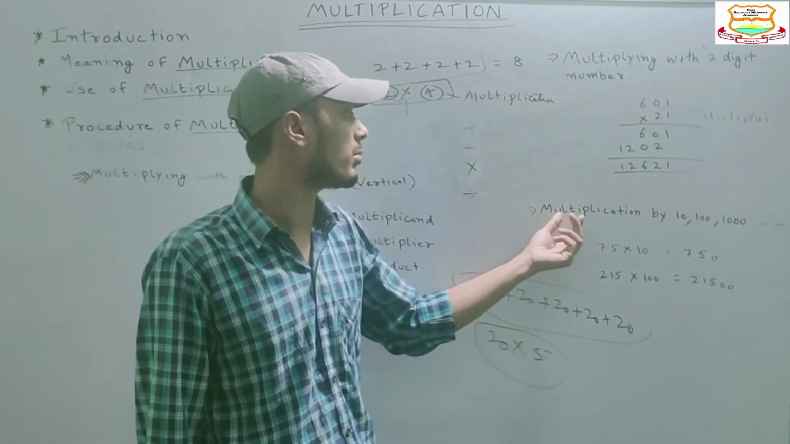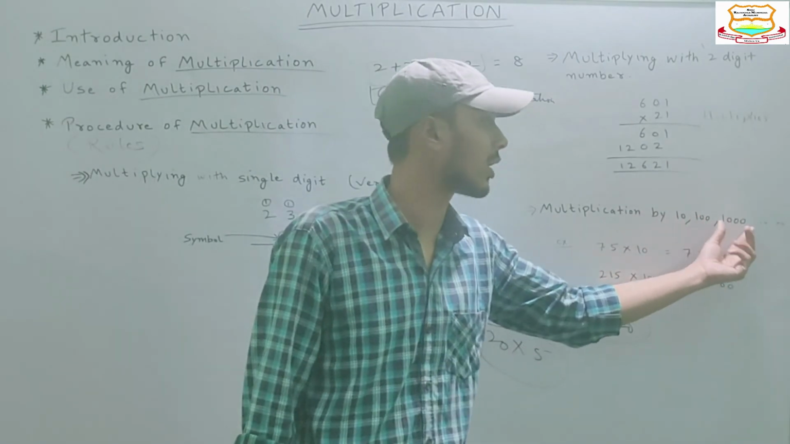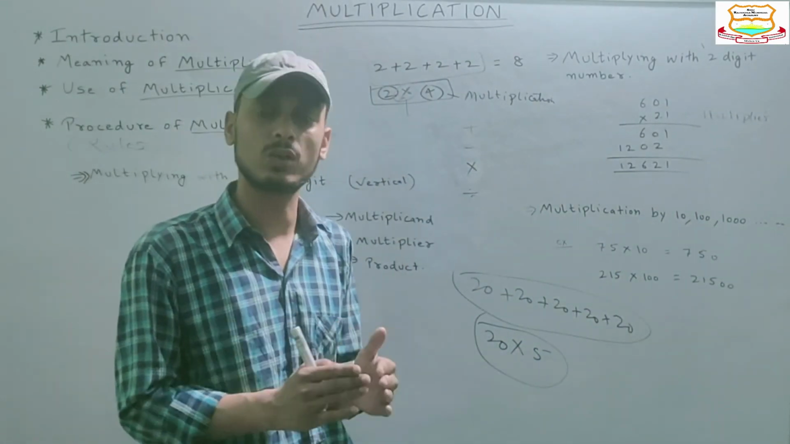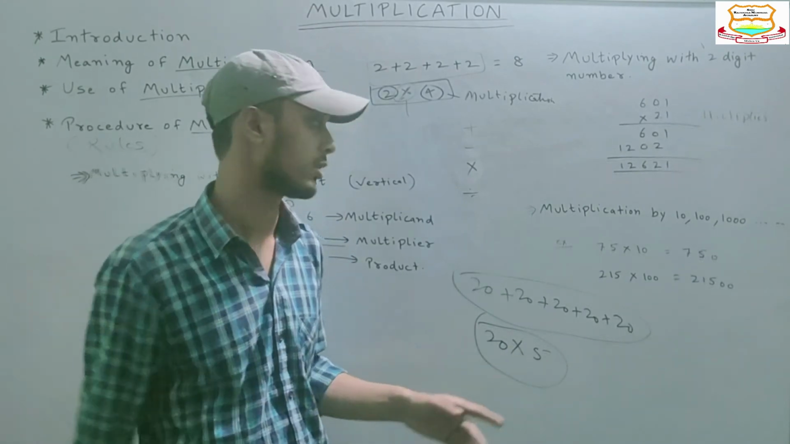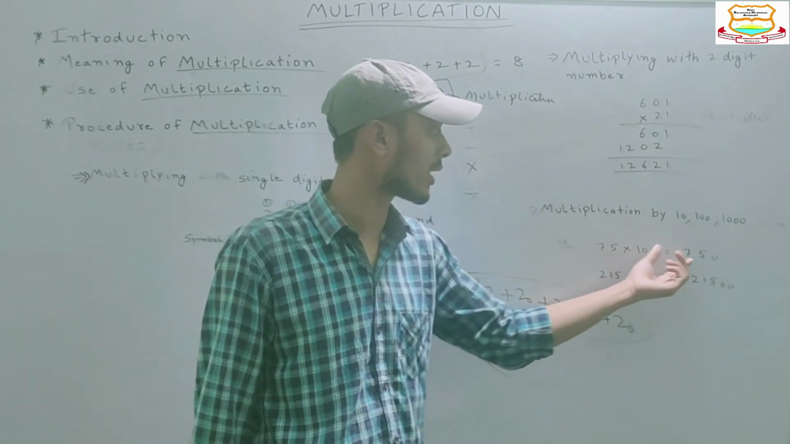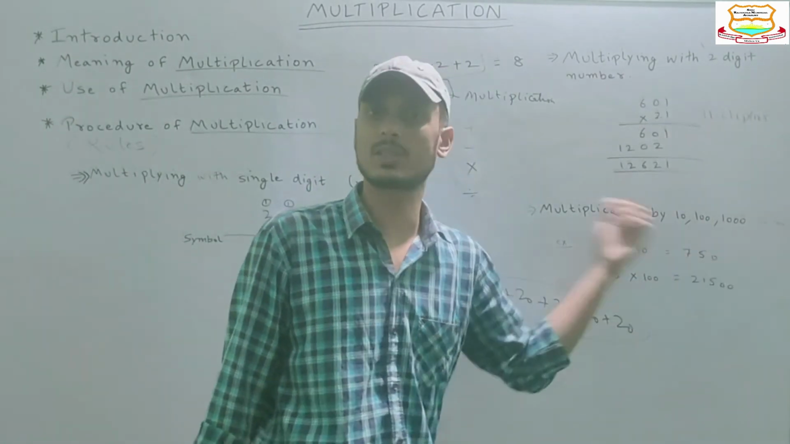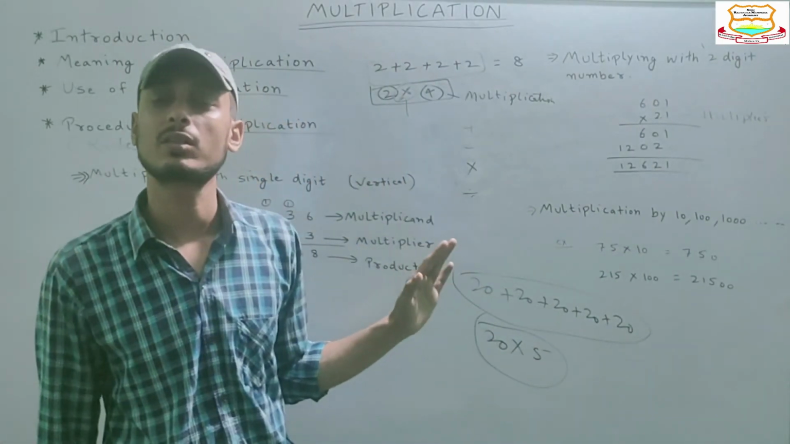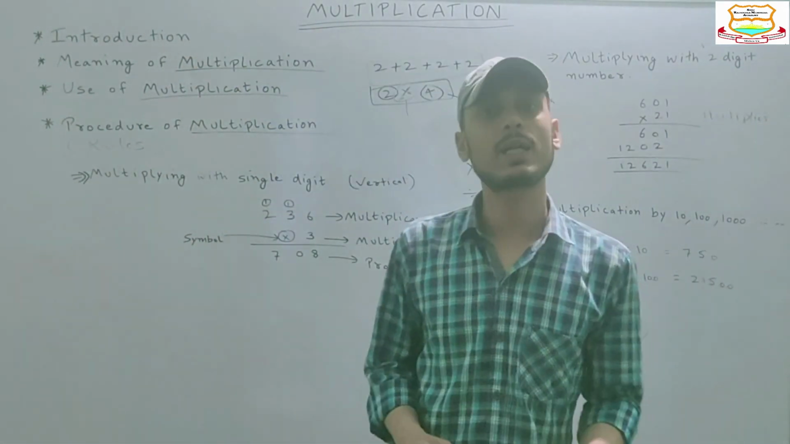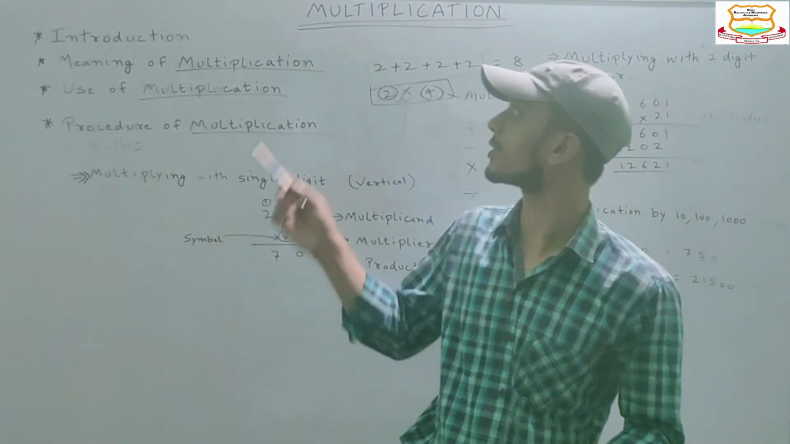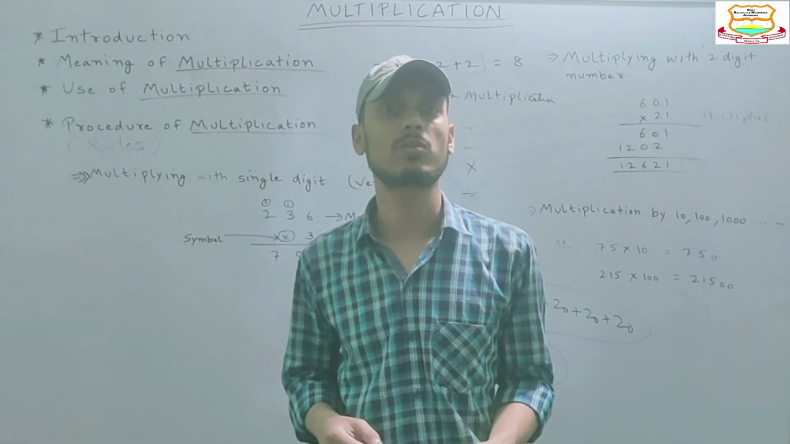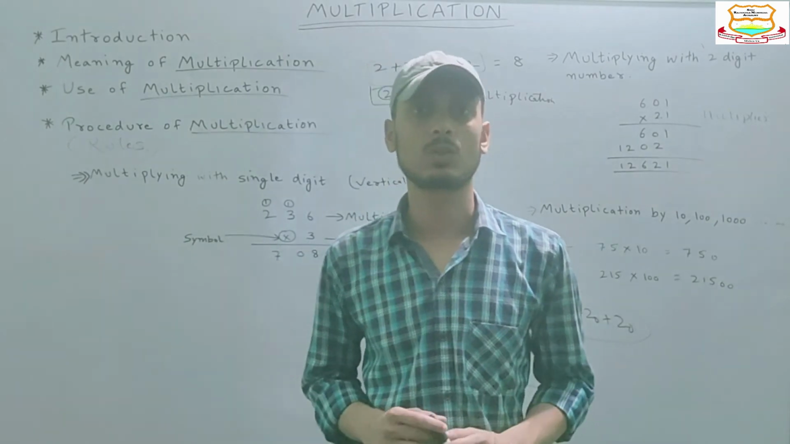After that we saw multiplication by 10, 100, 1000 or 1 lakh, meaning the multiplier is 1 followed by zeros. We saw that in this case we simply write the number and put the number of zeros according to the multiplier. So I would like to end the chapter here because we have completed the topic of multiplication. Please revise it, solve more and more questions. Okay, thank you.